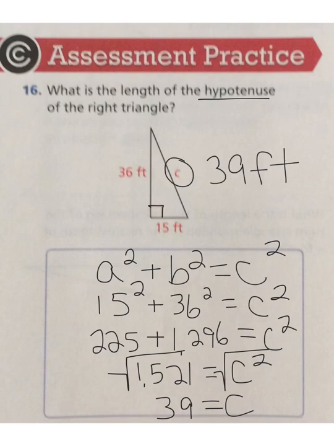I want to remind you this needs to be the longest side because it's C. Is 39 longer than 15? Yes. Is 39 longer than 36? Yes. So this is the longest side. And that's how we can solve for our hypotenuse, C. That's all I have right now for solving for side lengths of a right triangle using the Pythagorean theorem.